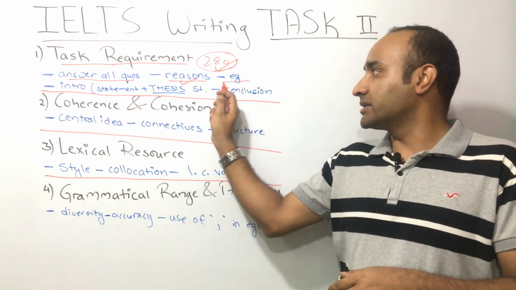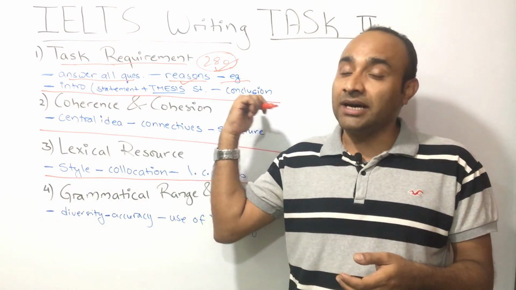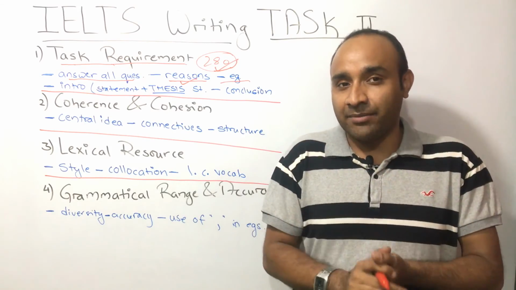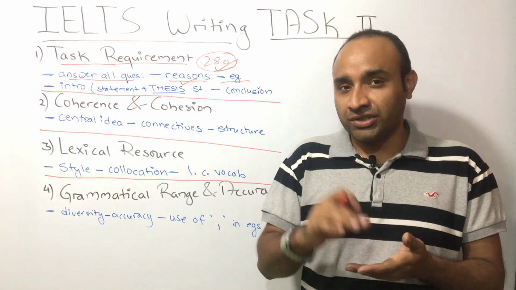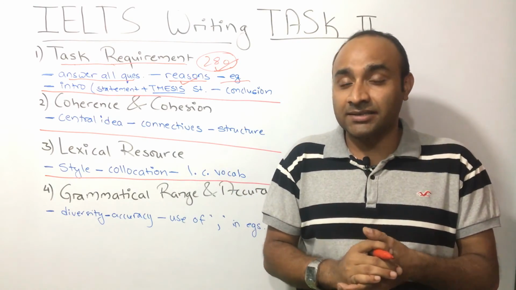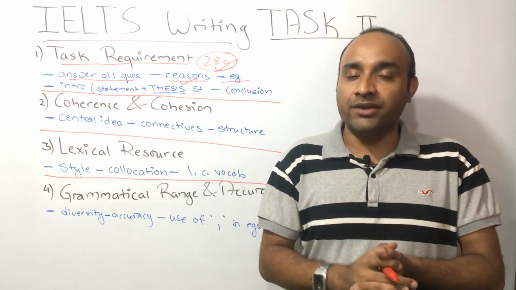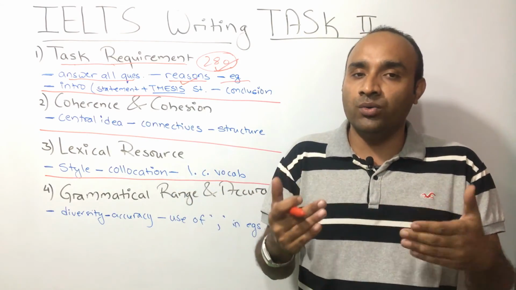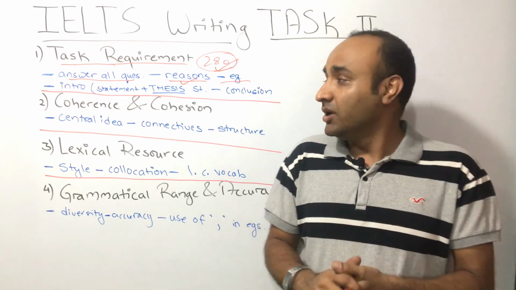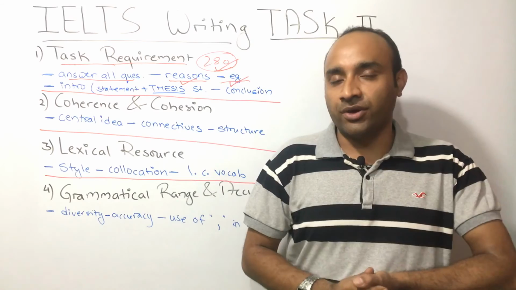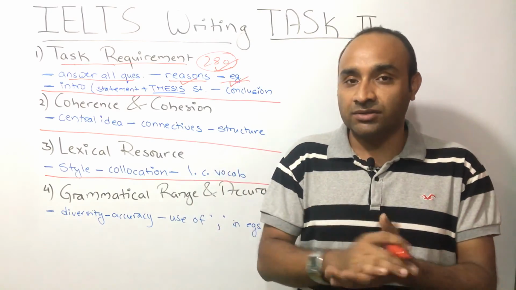Moving on, examples. So that is another part of the question. If you look at the question in IELTS examination, just below the question you'll find another sentence that says give reasons for your answer and include any relevant examples from your own knowledge or experience. So these 2 things must be there in your answer to get a decent score.